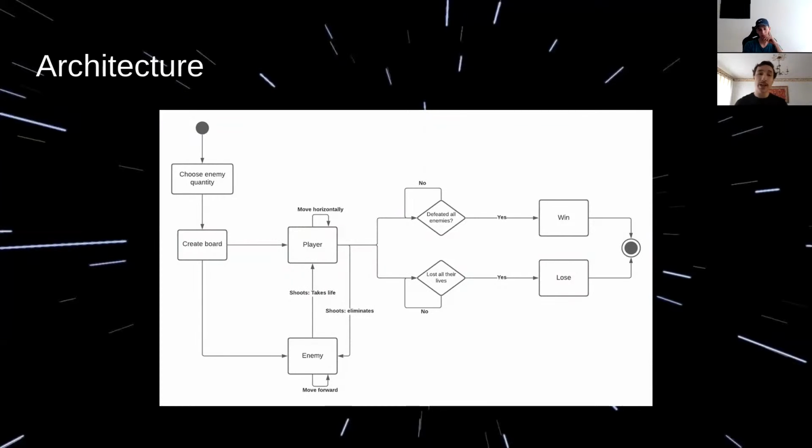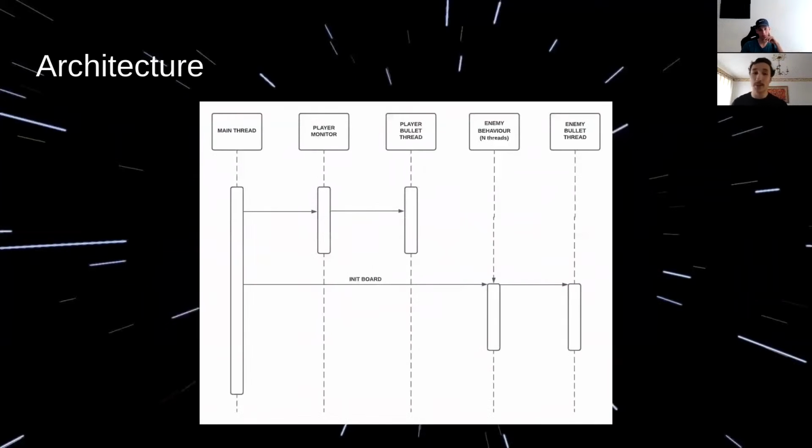You can interact with the enemies by shooting at them, and also the enemies shoot at you. Then we're constantly checking if you defeated all the enemies or if you lost all your lives. With either of those, you can win or you can lose. And then the program ends. We have another diagram here, and this one is the process diagram.